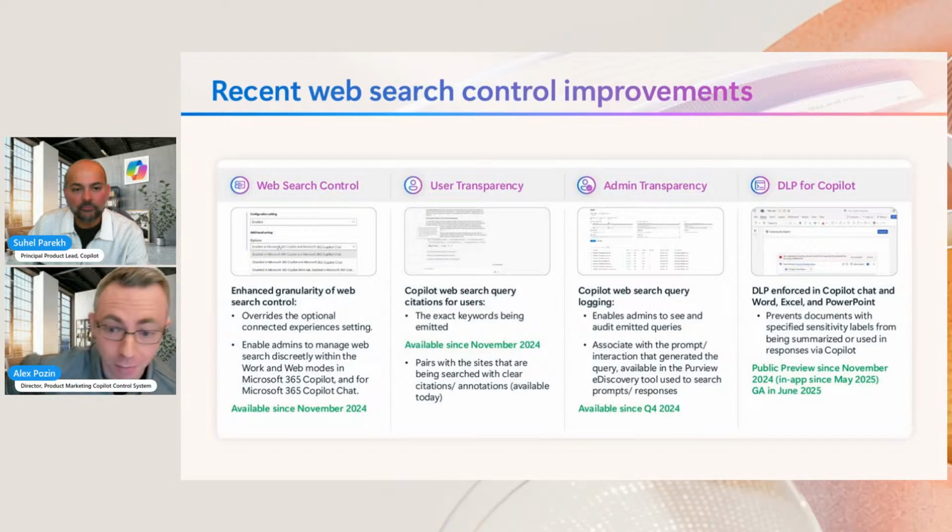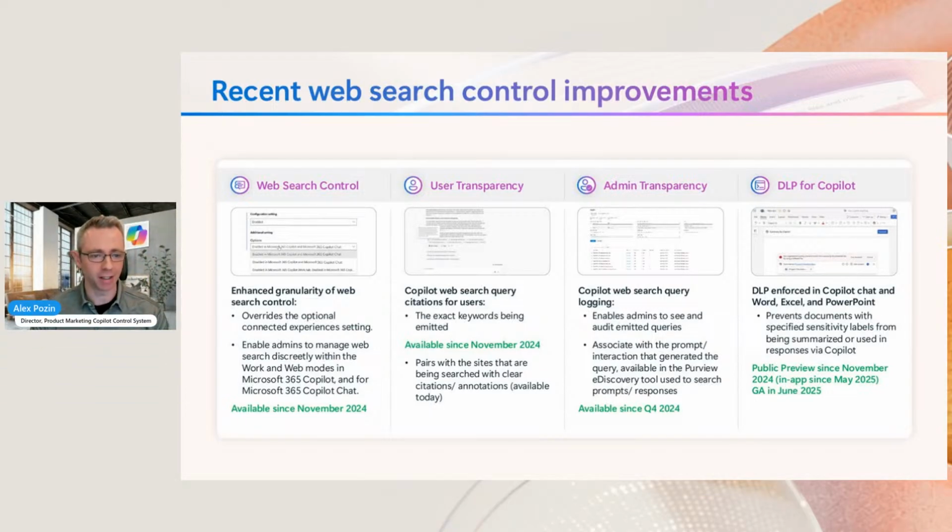Let me pick up with admin transparency. It's the same idea. Users should be able to know what web search queries have been created so they can learn from it. And administrators need the ability to audit those queries. So that's something we've made available since Q4 of 2024, which is the ability to see the queries that have been emitted as part of web search, the ability to audit them, and use the tools we provide through Purview eDiscovery to see how they relate to prompts and responses. And this is one of the things that some customers want to use to understand how web search is used in their organization.